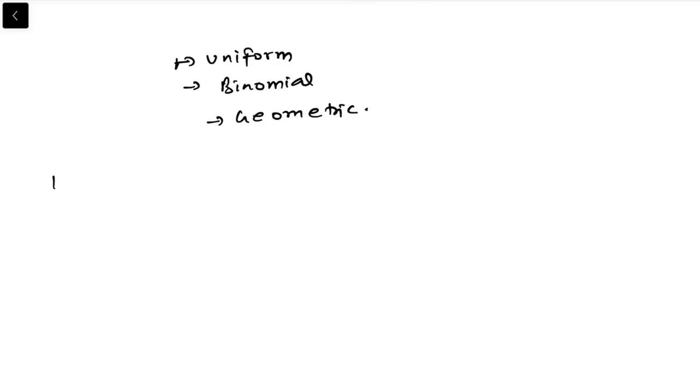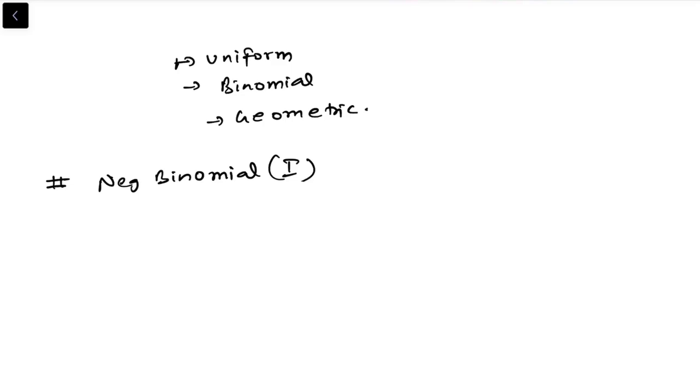In the previous videos, we have covered uniform distribution, binomial, and geometric. Now, in this video, our focus is on negative binomial and hypergeometric. So let's first start with negative binomial. And we are going to cover both type 1 and type 2.